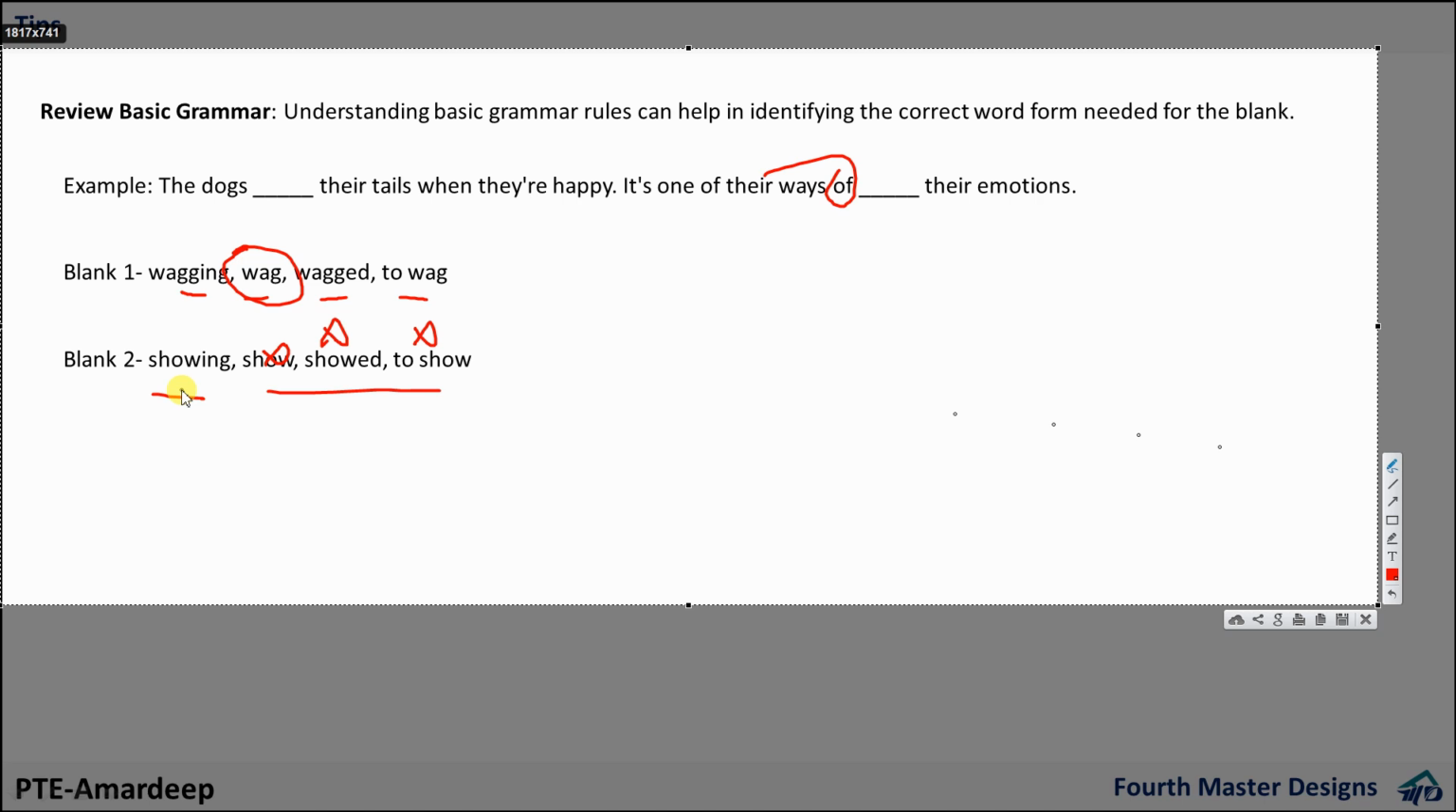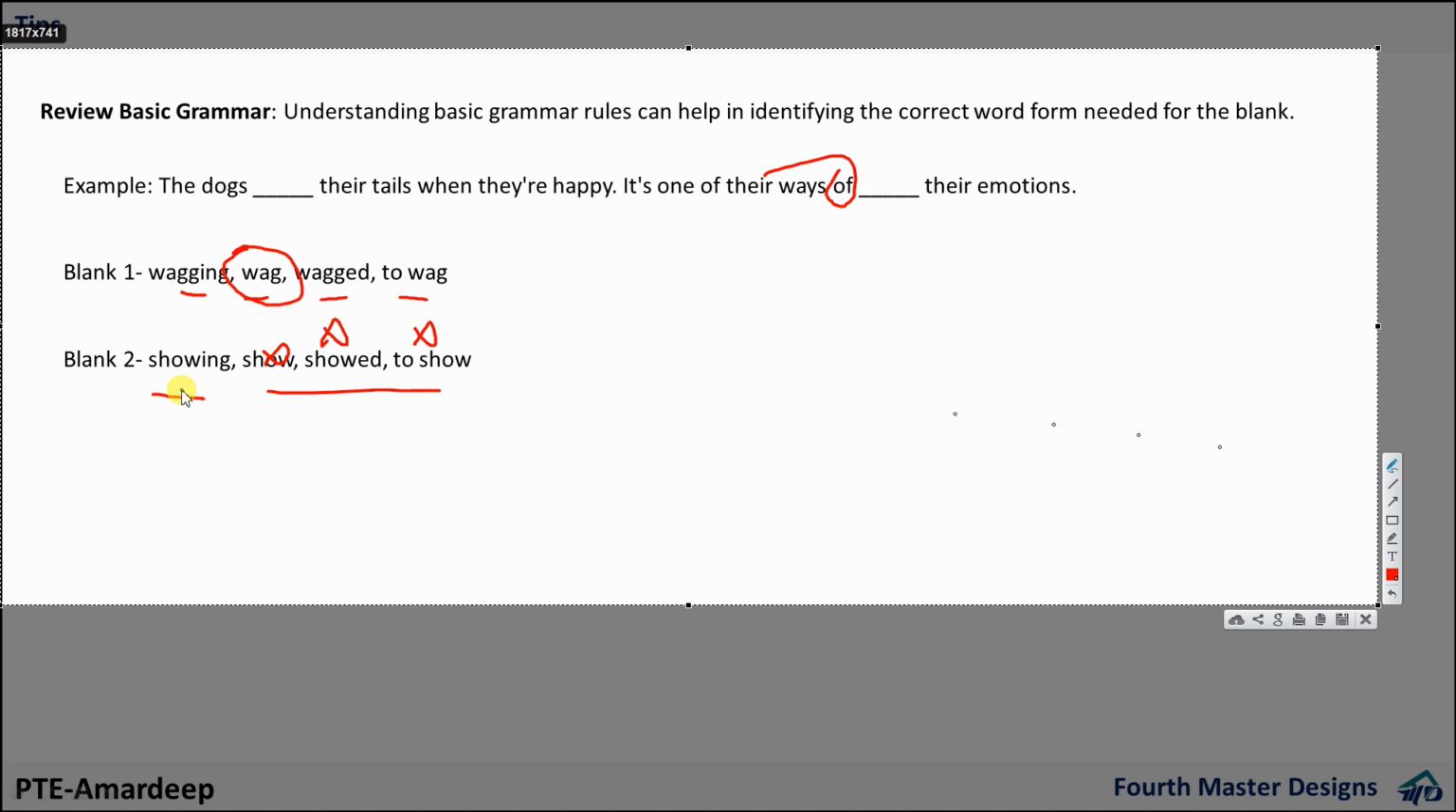The first one, showing, is a present participle. Second one, show, is the first form of the verb. It doesn't fit here. Then showed, again, it doesn't fit. Why? Because the whole sentence is in a present context, it is not in the past.